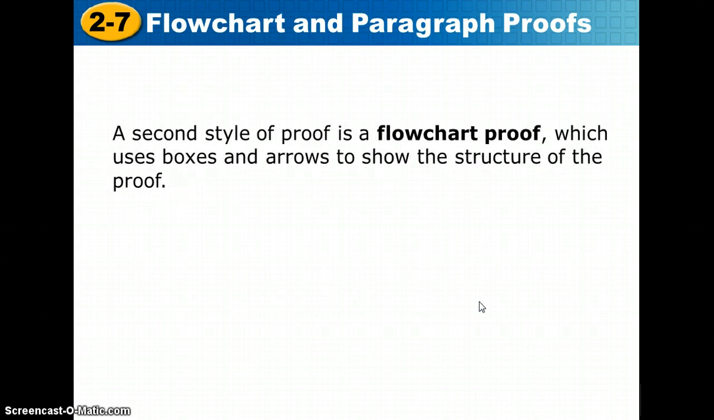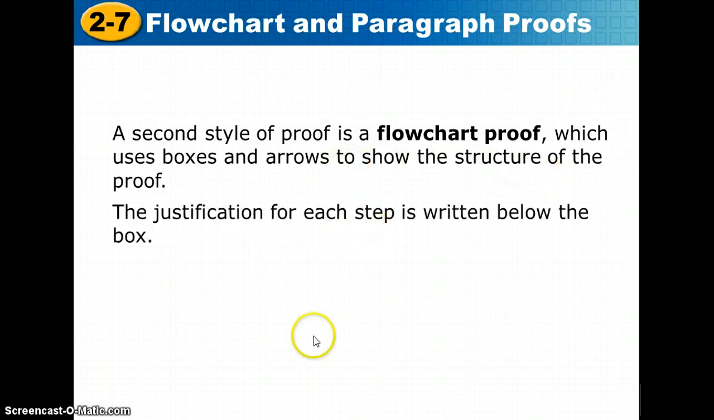A second style of proof is a flowchart proof. The definition you need to write down is: a flowchart proof uses boxes and arrows to show the structure of a proof. Again, it uses boxes and arrows to show the structure of a proof. The justification for each step is written below the box. That means the reason for each statement in the flowchart proof is written below the box containing that statement.